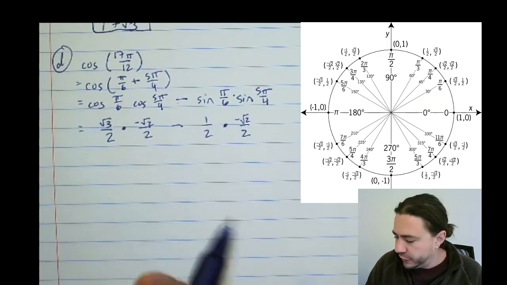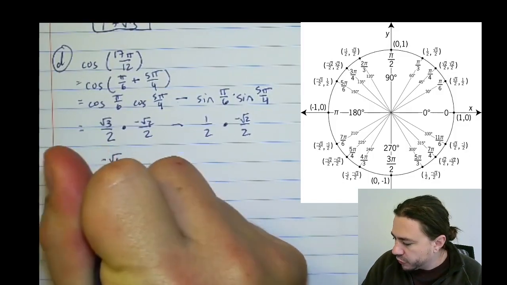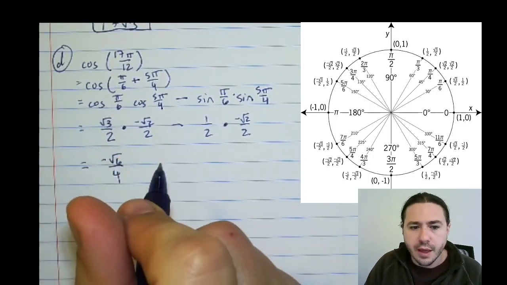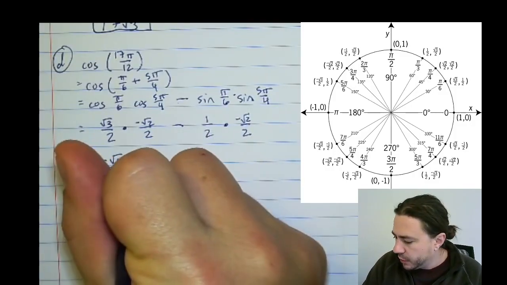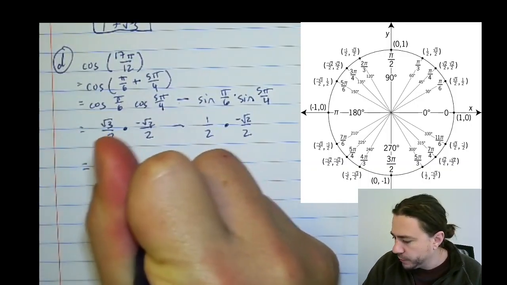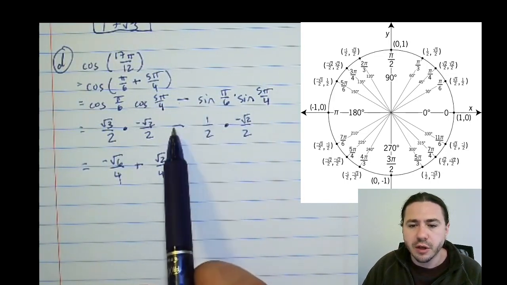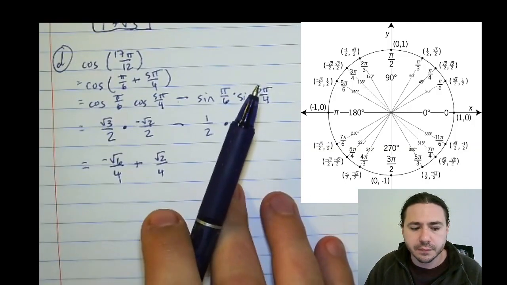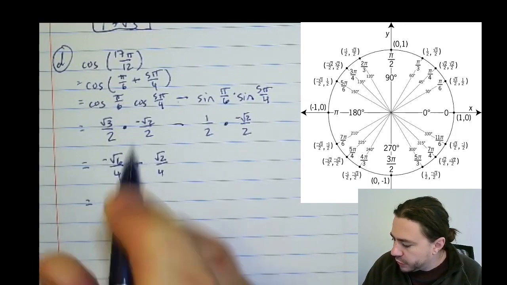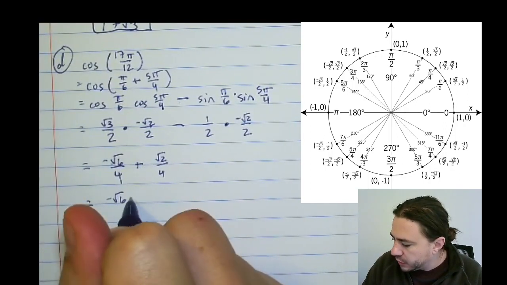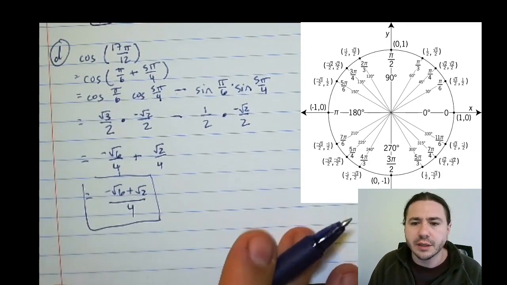Okay, so let's start simplifying some of this. Root 3 times negative root 2 is going to be negative root 6 over 4. And then we've got 1 times negative root 2, and we're subtracting a negative, so that's going to be plus root 2 over 4, the same thing as adding. To pull all this together, we've got negative root 6 plus root 2 over 4. And I believe that is what we had on the key.